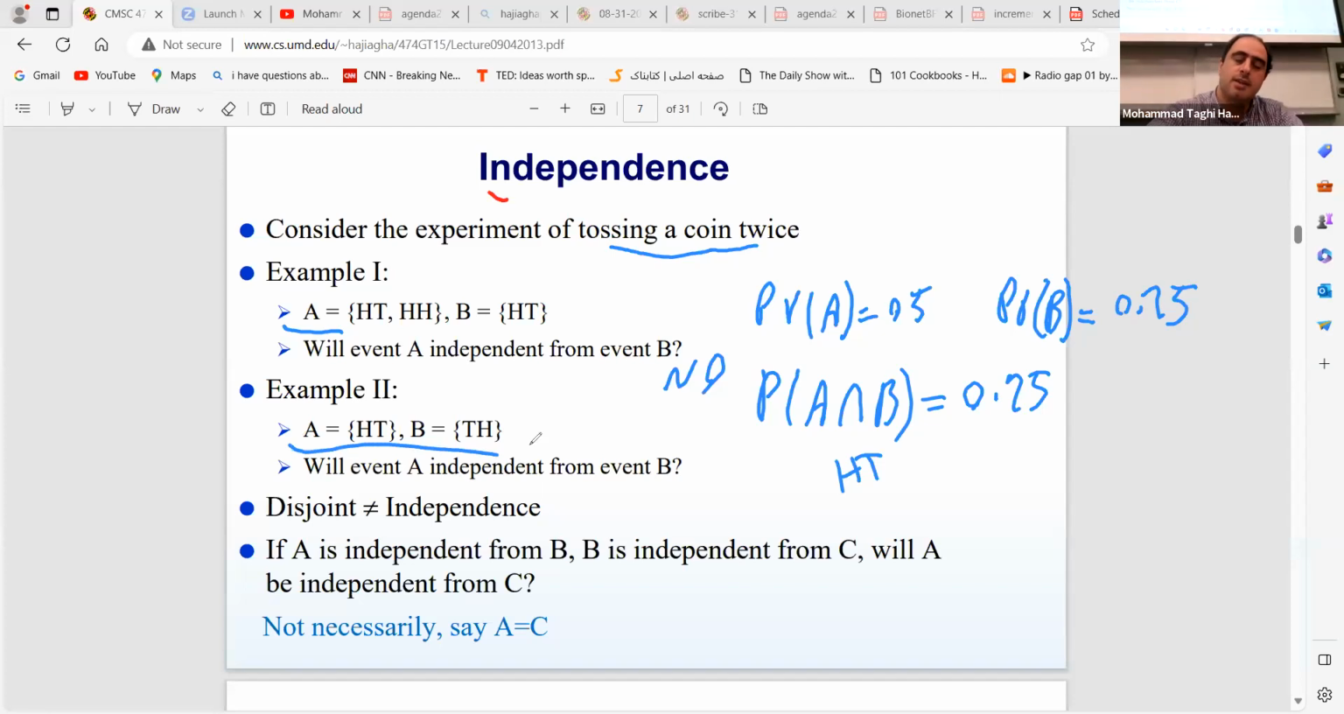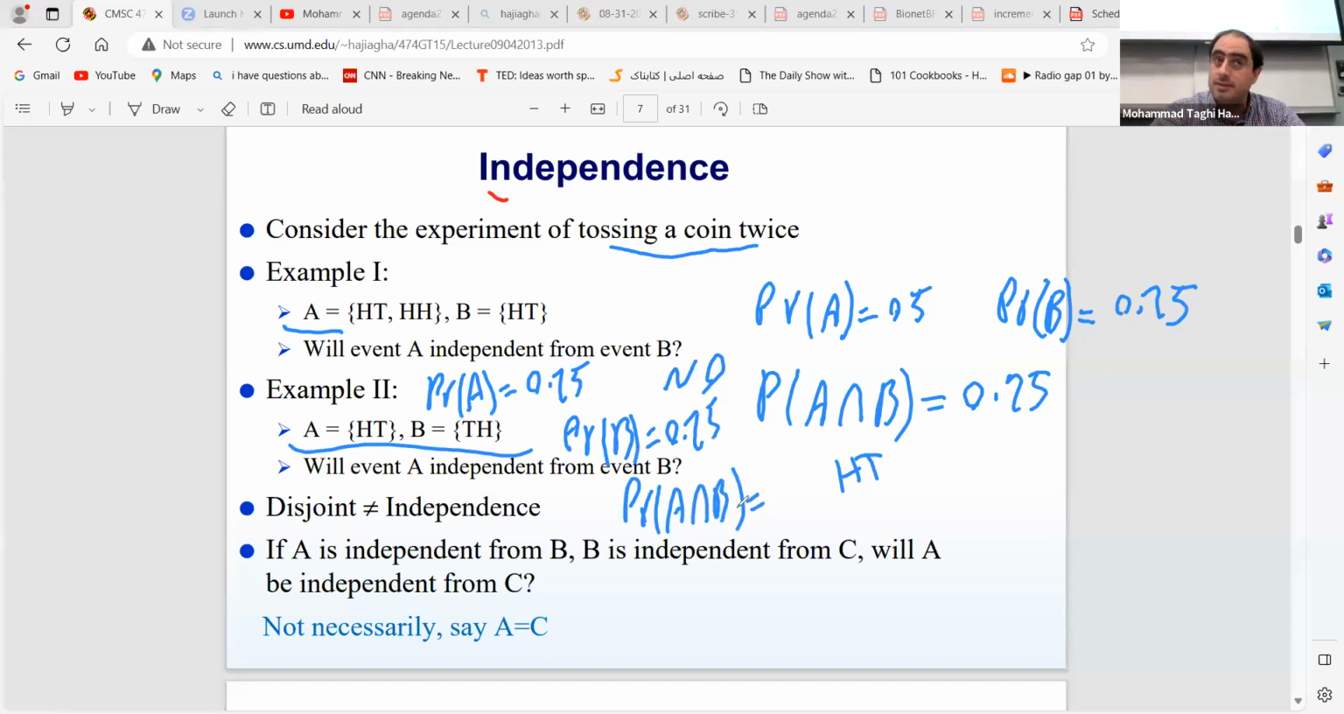So we are considering this case. What is the probability of A? The probability of A would be 0.25. What is the probability of B? What is the probability of A intersection B? That would be the empty set, and that would be 0. So is 0 equal to 0.25 times 0.25? No. So it means that they are not independent.